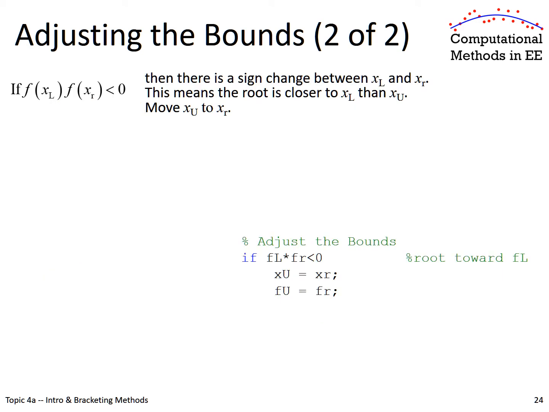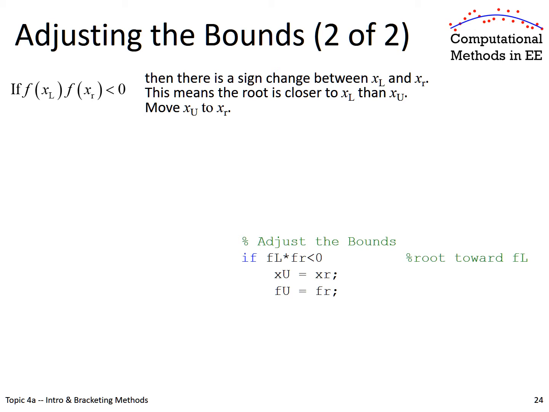So what we'll do is we will multiply the function evaluated at the lower limit with the function evaluated at our current guess at the root. If that product is negative, that means there's a sign change. And what's neat about doing it this way, that means there'll be a sign change whether or not that line is going upward or downward. And if there is a sign change, that has to mean that the root lies somewhere between the lower limit and our current guess. Therefore, the next step we should do is move the upper limit down to where the root is.